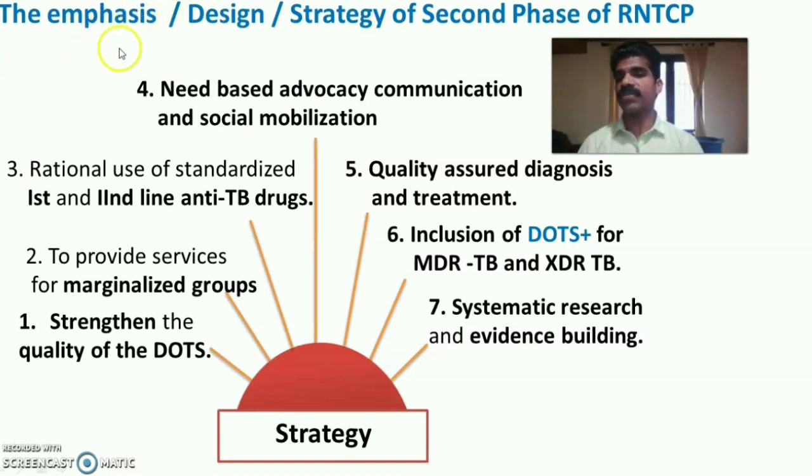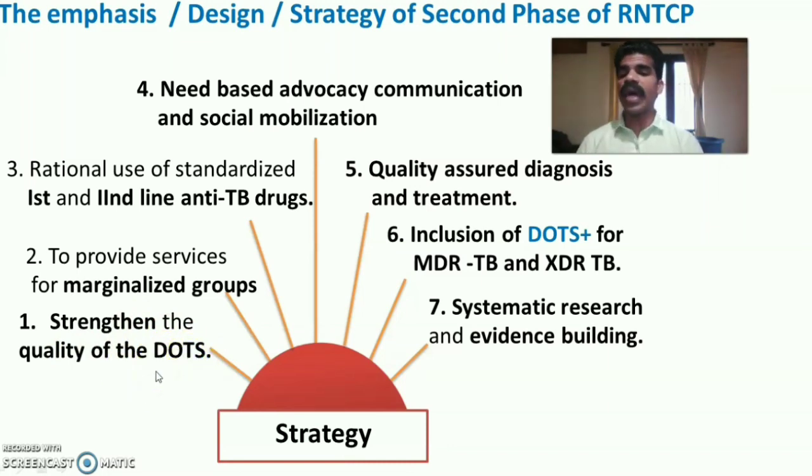So the emphasis of the second phase RNTCP, or the design, strategy or action plan of the second phase RNTCP: there were 7 important strategies of the second phase of RNTCP. The first strategy was strengthening the quality of the DOTS programs, that is, improving the quality of the DOTS services.